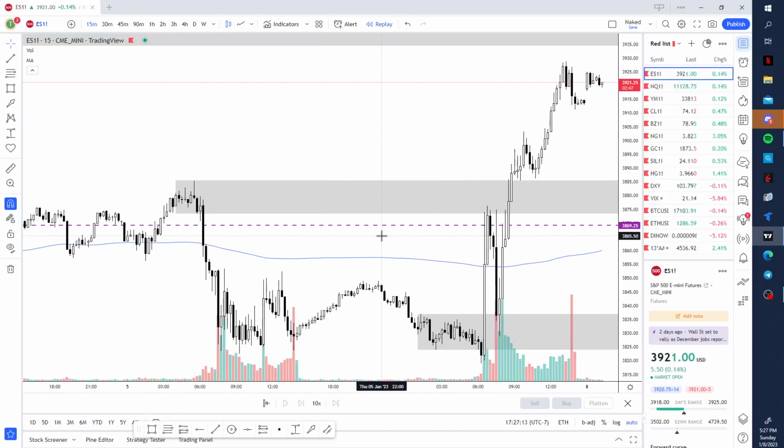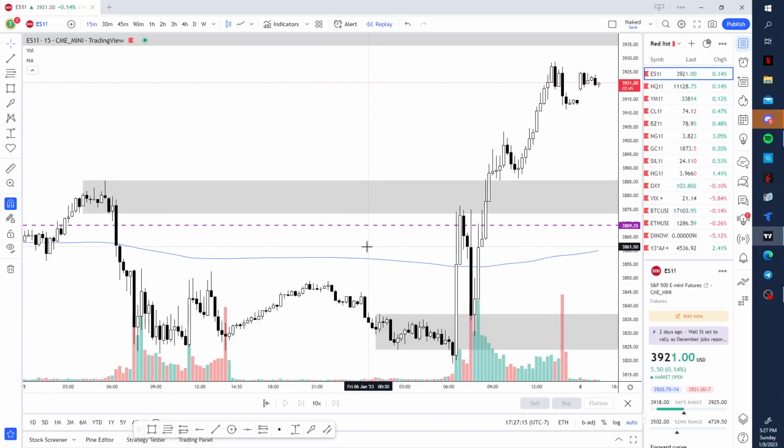So I feel like if you use this, you can catch most of the swings in the market by just looking at where the imbalance starts and where the other one is created, and then just playing from zone to zone basically.